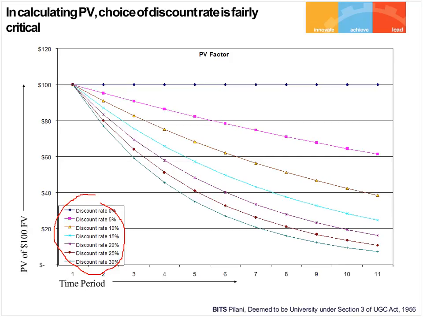As the time period increases, the present value decreases. As the discount rate increases, the present value decreases. Right? That is what we are trying to understand.